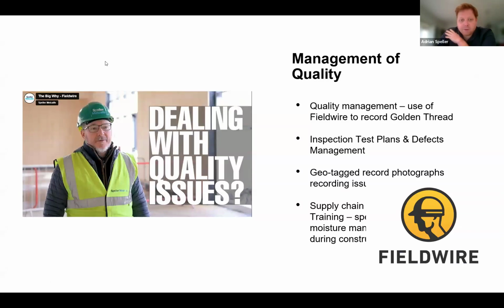Imperative with any structure is the management of quality, and this has become even more important with the advent of the Building Safety Act in 2022. But in construction on this project, starting in April 21, we were managing quality issues to incorporate a digital golden thread through inspection test plans and defects management involving geo-tagged record photos that recorded any issues. We were using Fieldwire software to do this.